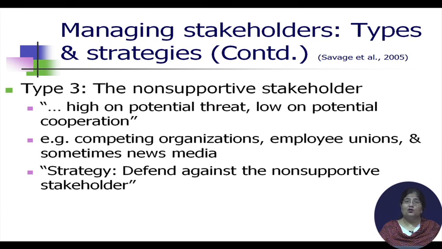Type 3 is the non-supportive stakeholder. Now this type of stakeholder is high on potential threat and low on potential cooperation. Now this kind of stakeholder is going to be a problem. This type of stakeholder has to be dealt with very, very carefully. For example, competing organizations, employee unions, and sometimes news media may be after you. So the strategy to deal with these people is you defend against the non-supportive stakeholder. Find out what they are not supporting and keep your defenses ready.